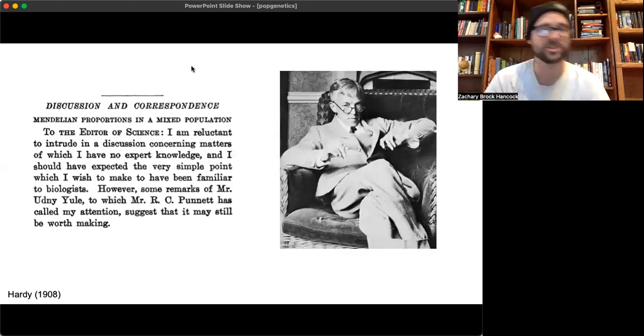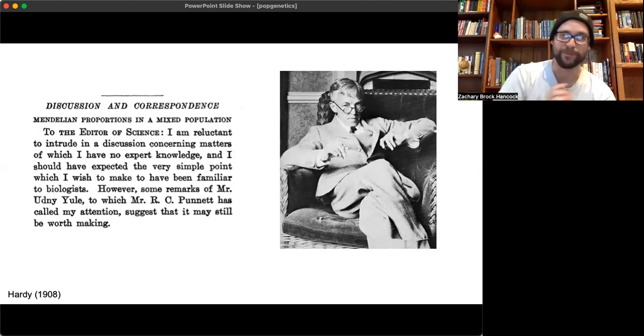All right, so this is Hardy's response, all right? Hardy took it very quickly, worked out the math, and then he wrote it up, sent it into the journal Science. And this is a letter to the editor, and it's titled Mendelian Proportions in a Mixed Population.